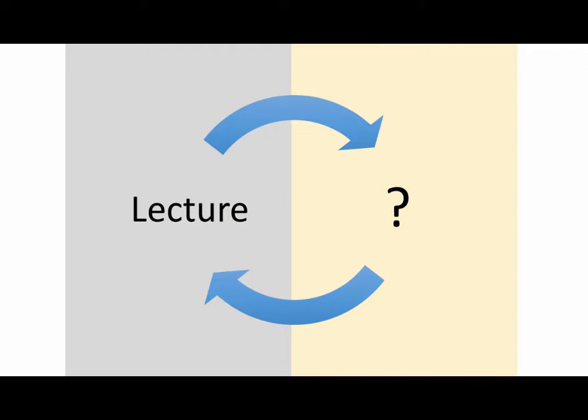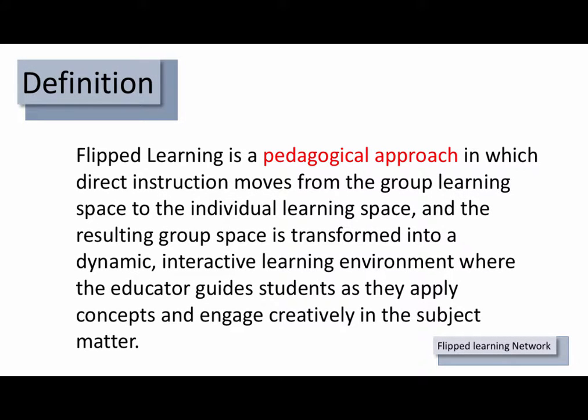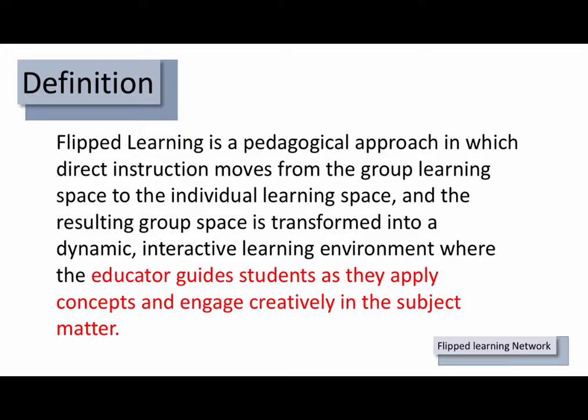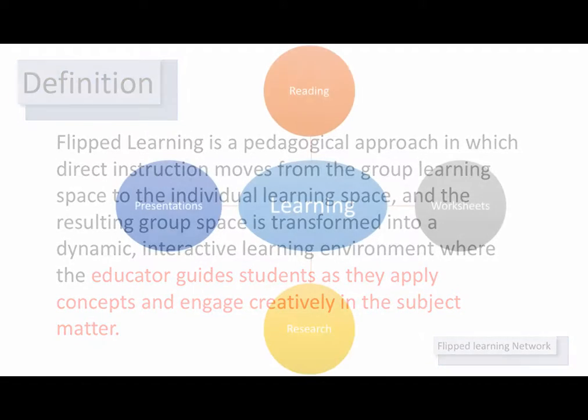In the social sciences, the flipped classroom is more difficult to conceptualize. There is no natural complement to lecture in the humanities and social sciences. As a result, the instructor must construct the counterpart. The Flipped Learning Resources website defines the flipped environment in more detail. The flipped environment occurs when direct instruction moves from group learning space to individual space, and the group space is transformed into a dynamic, interactive learning environment where students apply concepts and engage in creative subject matter.